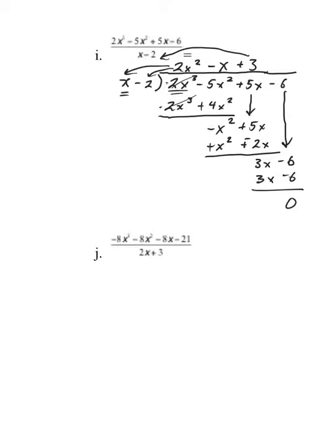One of the things that there's a second column on this paper where Mr. Hawk was hoping people would be able to recognize is that once I divide this number in, it means that x minus 2 times our answer, 2x squared minus x plus 3, is equal to what was inside, 2x to the third minus 5x squared plus 5x minus 6. And that makes sense.